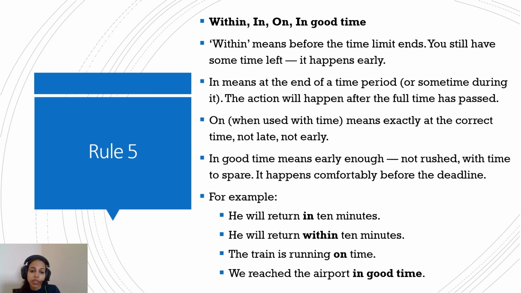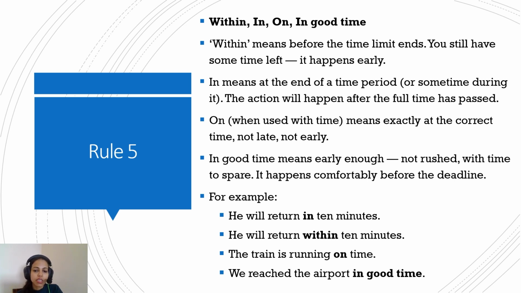Okay. Now, the word on, when used in the context of time, because it can be used in other contexts as well. So on means exactly at the correct time, not late, not early. The train is running on time. That means whatever time the train was supposed to be running on, it is exactly on that time. So on means exactly the correct time, not late, not early.